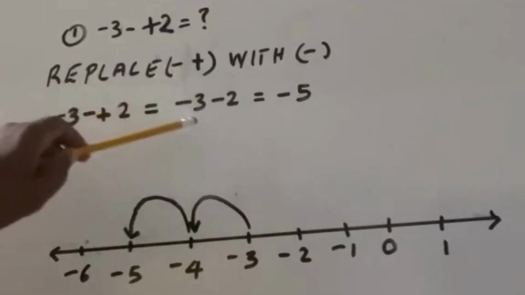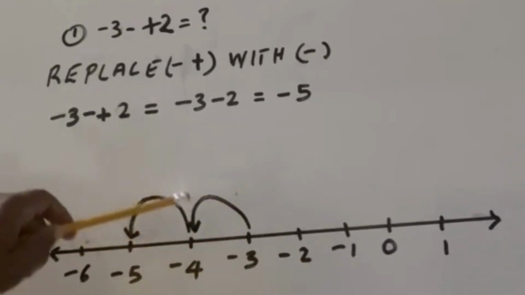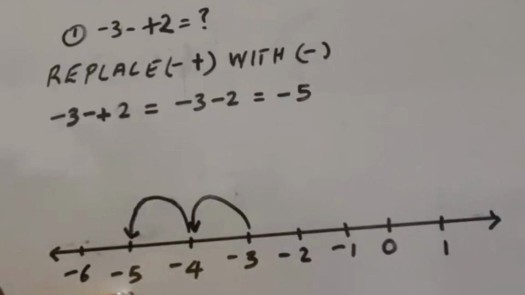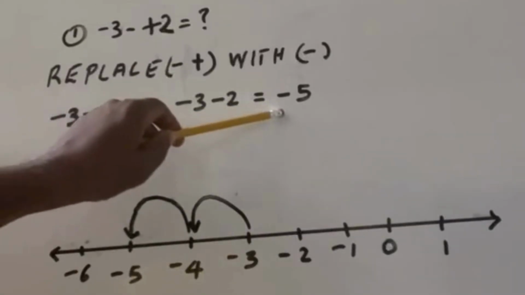We can then take this rewritten equation down to our number line, start at negative 3, and then move 2 places to the left, where we end up at negative 5. So negative 3 minus positive 2 is equal to negative 3 minus 2, which is equal to negative 5.